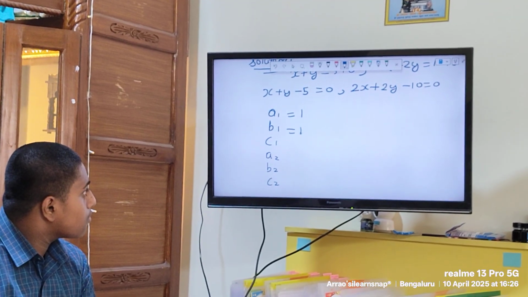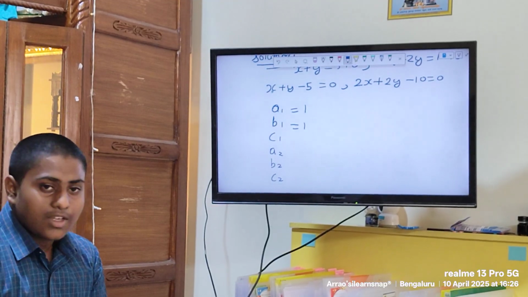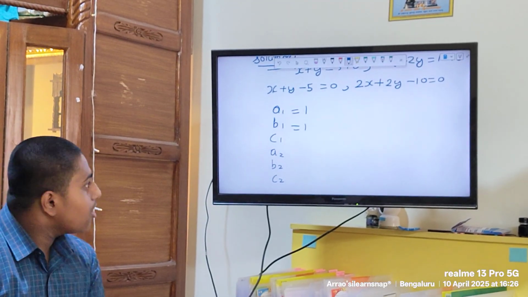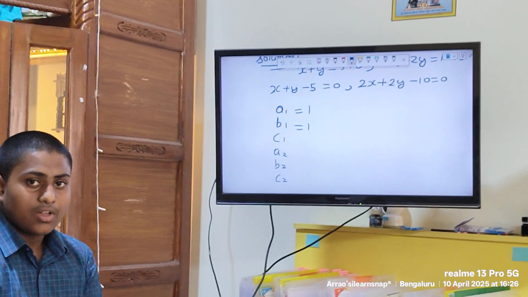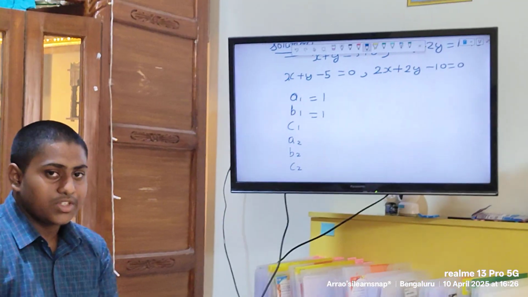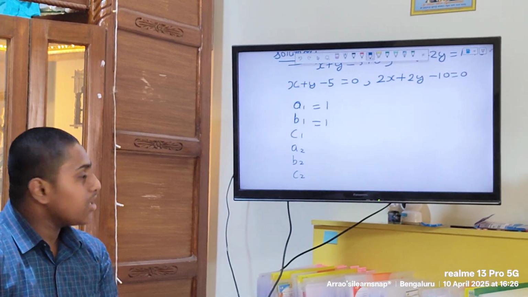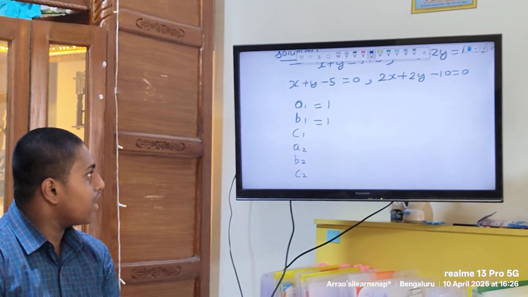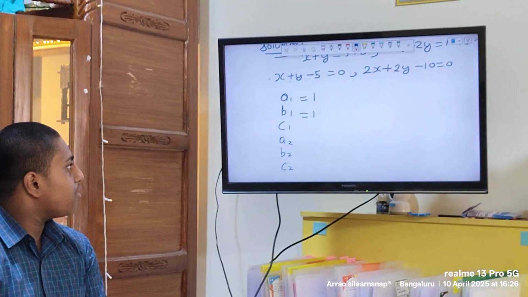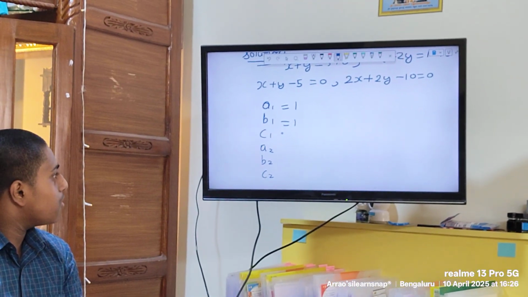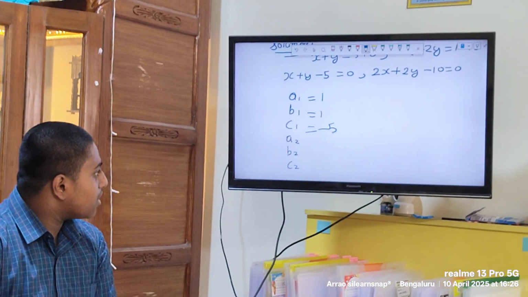Yes, how are you writing that? Can you explain? Here we have a variable x. We have to see its numerical coefficient. Here the numerical coefficient of x is nothing, so we conclude it as 1. So the coefficient of x will be 1 and of y also 1. And here we have -5, so we take it as -5 itself.